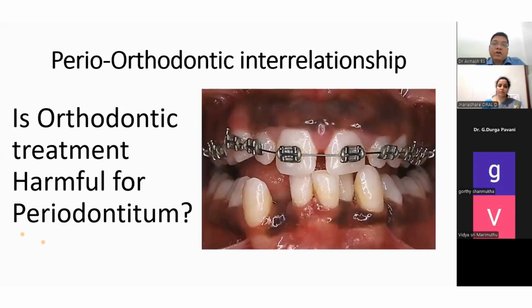Moving on to the perio-orthodontic relationship. Here I would like to ask one question. Is orthodontic treatment harmful for the periodontium? Many times we get these questions either from practitioners or even from students in the college, about whether to get the orthodontic treatment done, because they have seen so many cases where after ortho the periodontium has gone worse and mobility has increased. All those things we do come across. So is it really true?